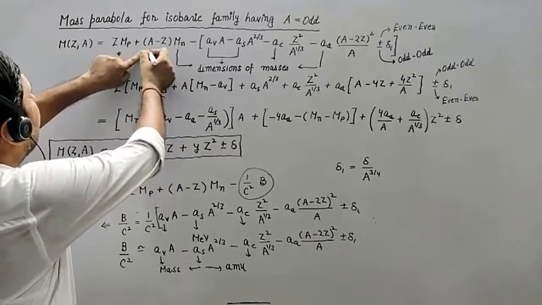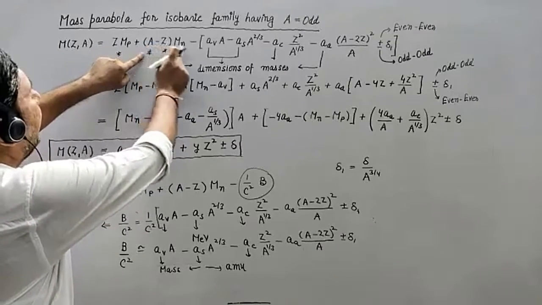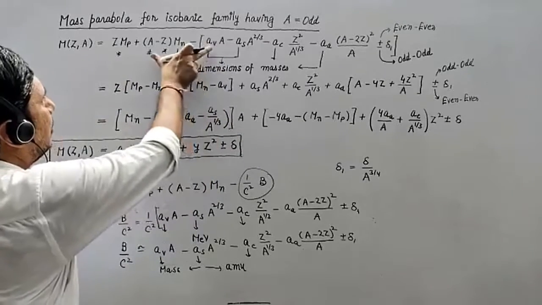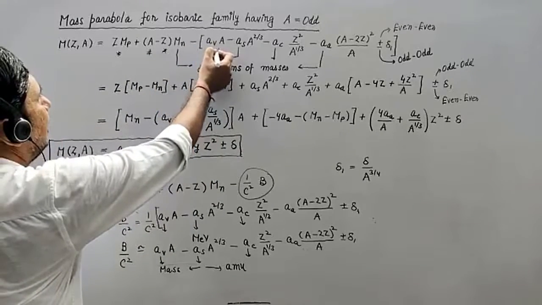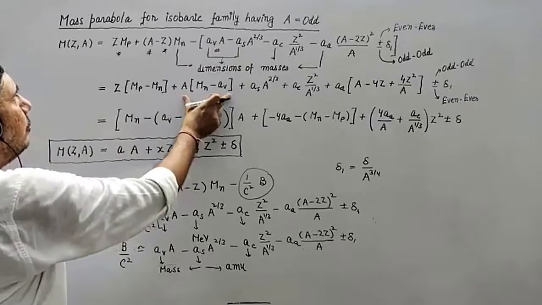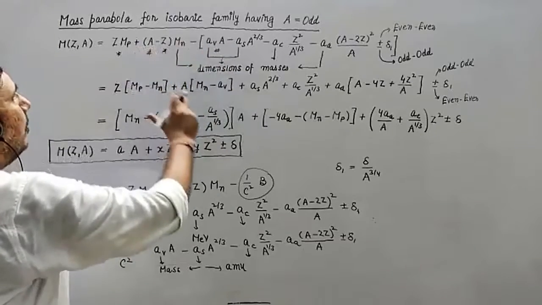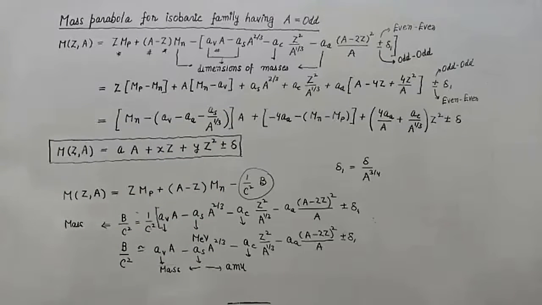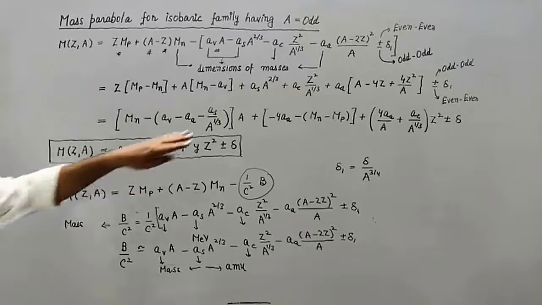Now consider these two terms, this A MN and minus AV into A. I have joined these two terms together, this one and this one. You have combined these two together. A is common here and it will become MN minus AV. So here I have combined these four terms.